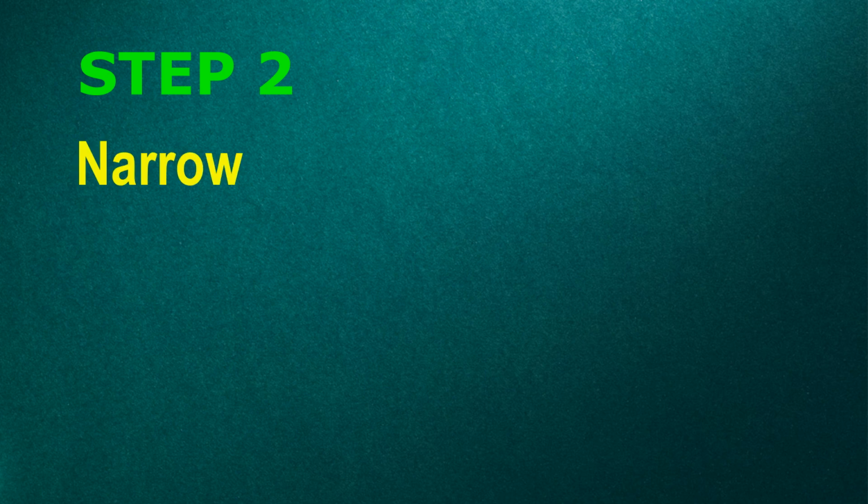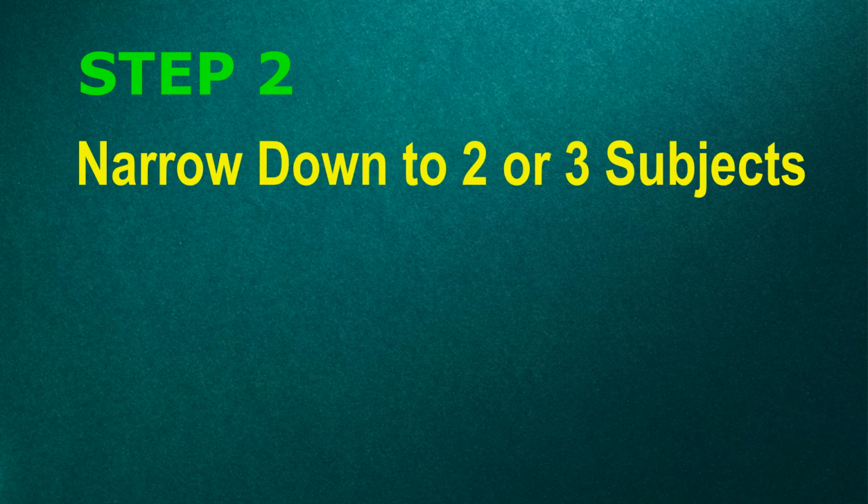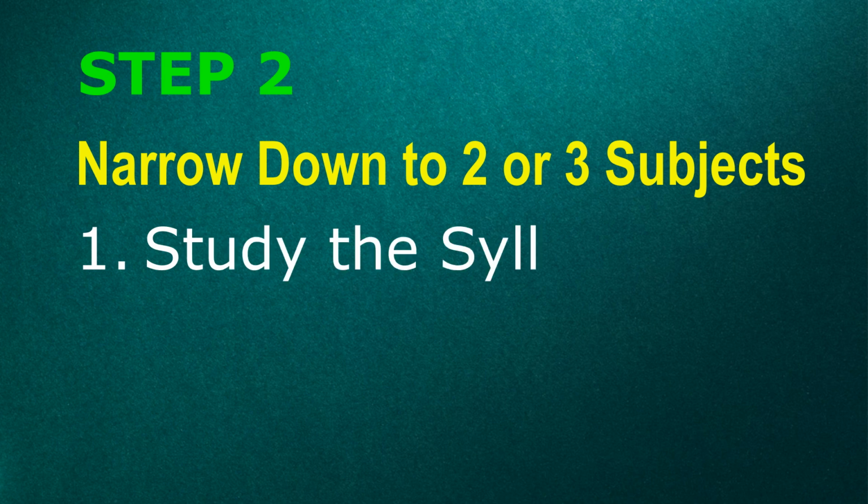Step 2. Narrow down to 2 or 3 subjects. From your list of 10, reduce the number to 2 or 3 subjects. Here's how to filter down. 1. Study the syllabus. Understand what the subject deals with and see if the topics appeal to you. Full syllabus is given in the notification. Link in the description.